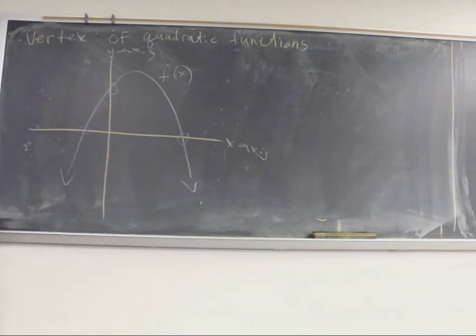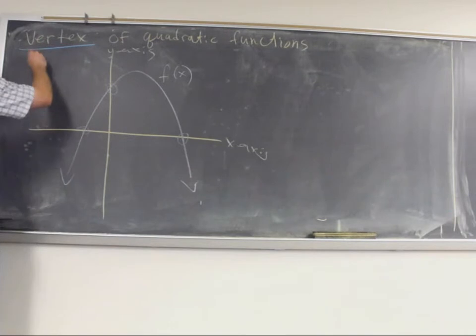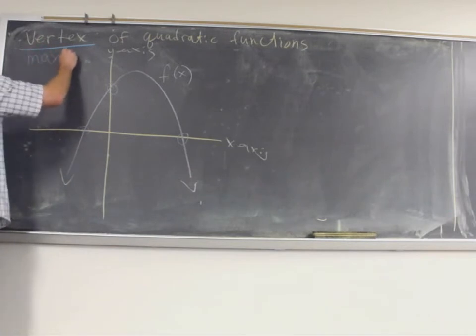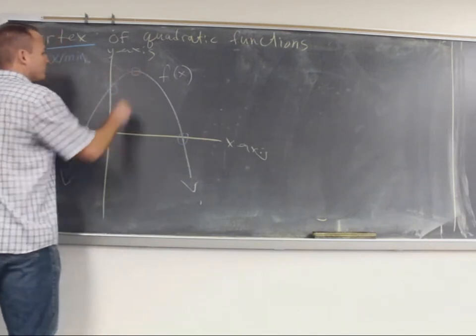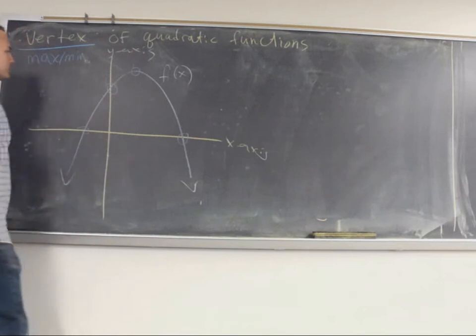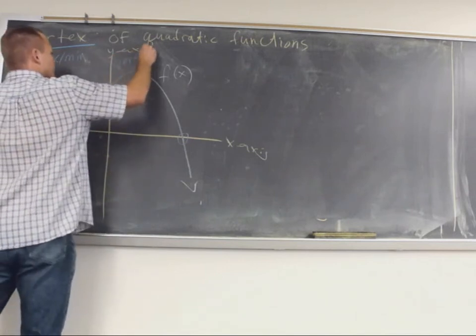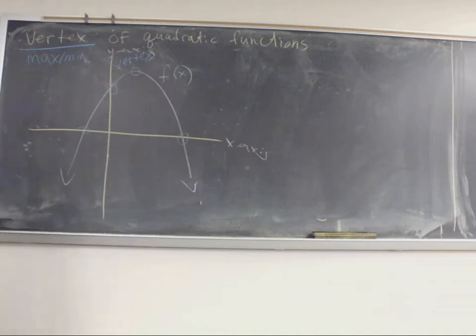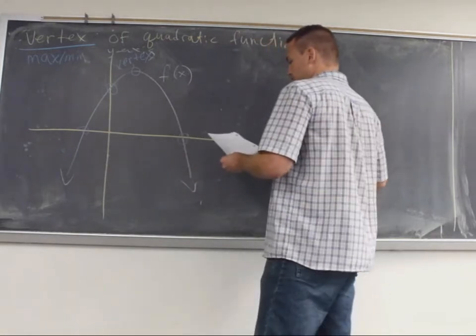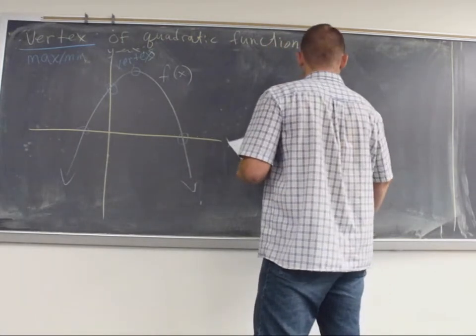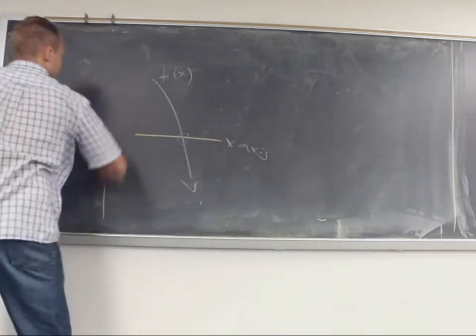All right, now there's one extra point here that we want to find, and that is the vertex. The vertex is basically the peak or the valley, so we can say it's the max or min if you want. And so on this graph we have a point up here that would be our vertex. And that's the point we're going to find right now. So the first type of quadratic function that we want to look at is of this form.